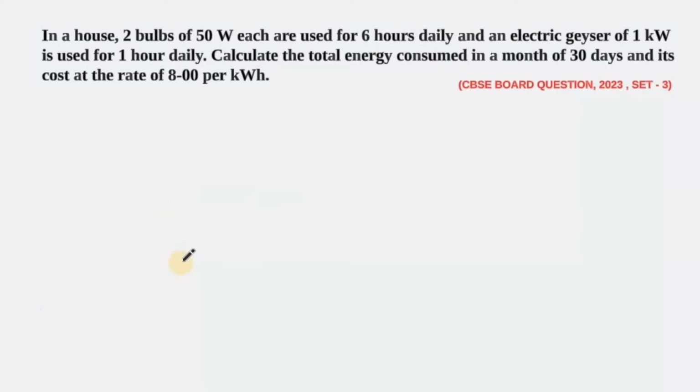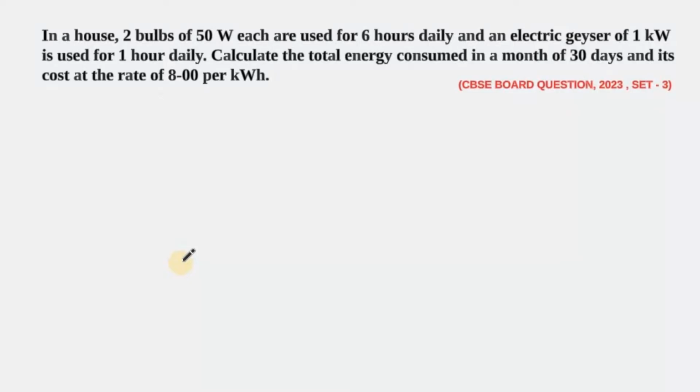So now let's go over to today's question. It's a numerical from electricity and it reads, in a house there are two bulbs of 50 watt each used for 6 hours daily and an electric geyser of 1 kilowatt is used for 1 hour daily. Calculate the total energy consumed in a month of 30 days and its cost at the rate of rupees 8 per kilowatt hour. Children often mistake kilowatt and kilowatt hour.